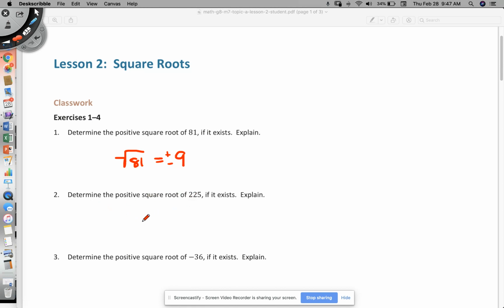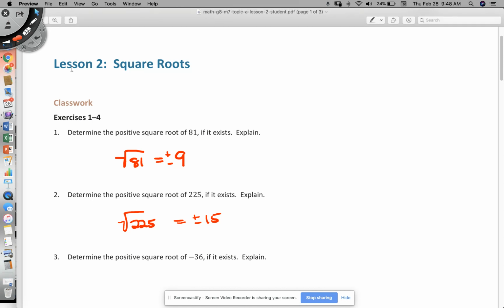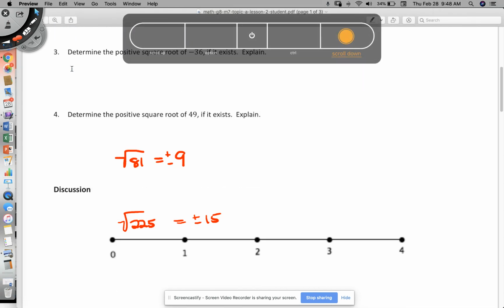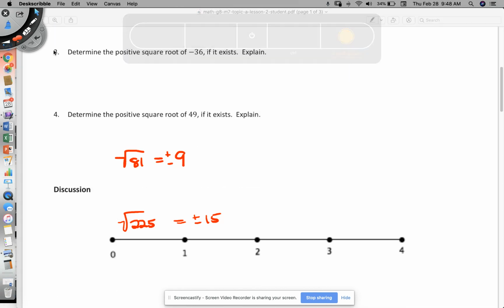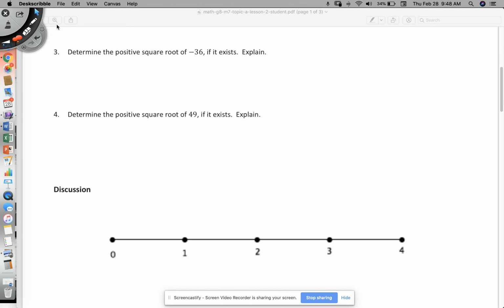What is the positive square root of 225? So we're going to put 225, and the positive of that is going to be positive negative 15. I'm going to move this up real quick. Number 3, what is the square root of negative 36?